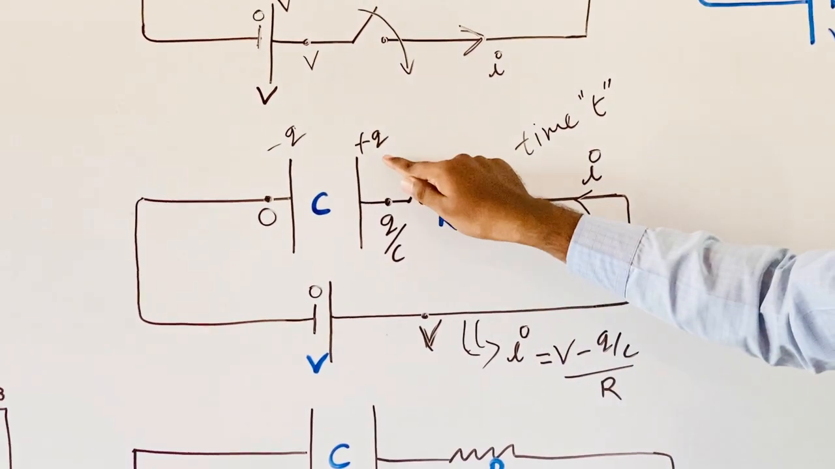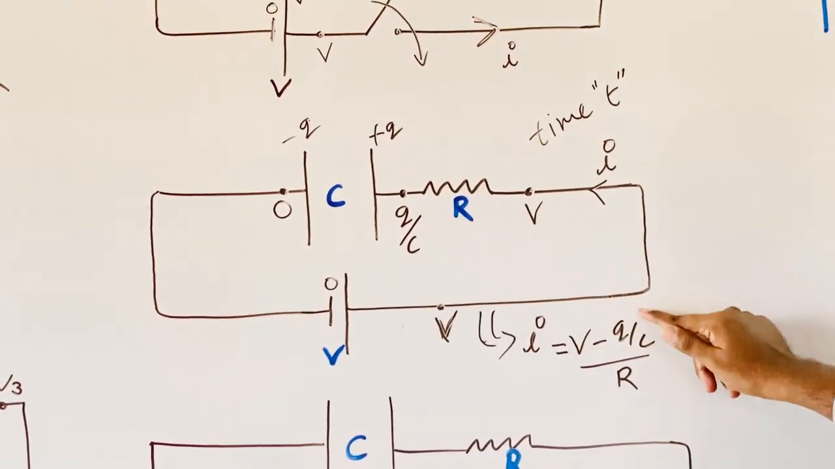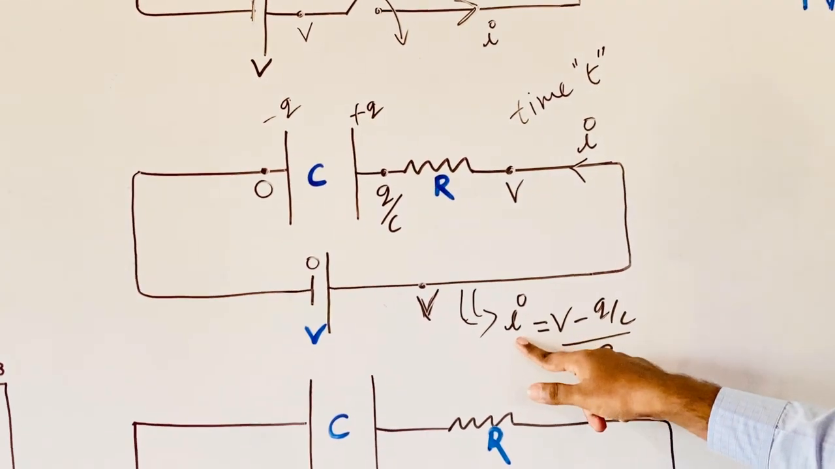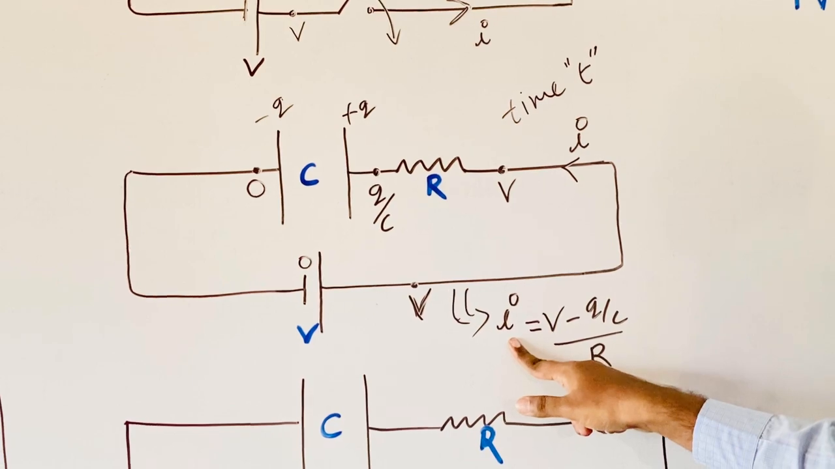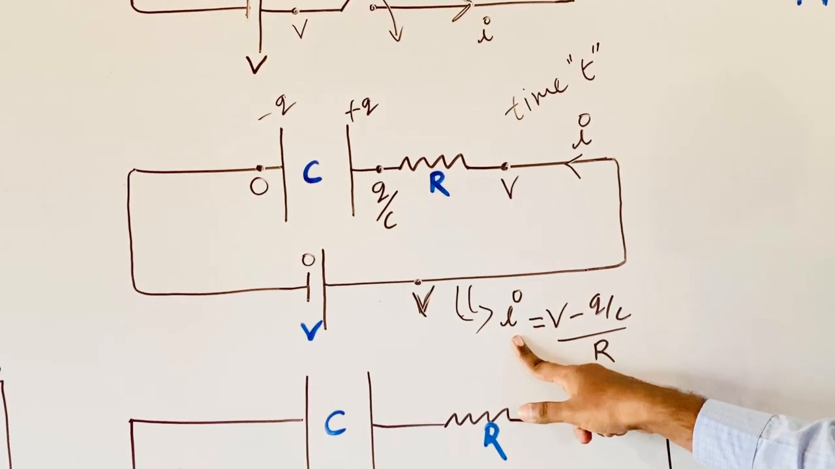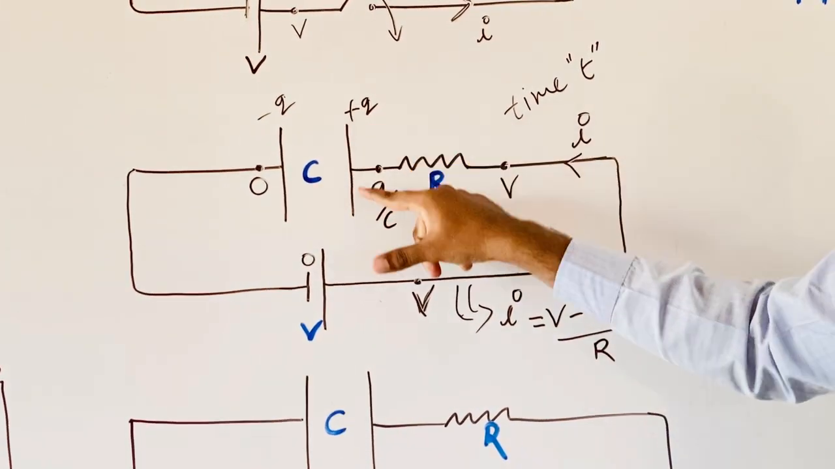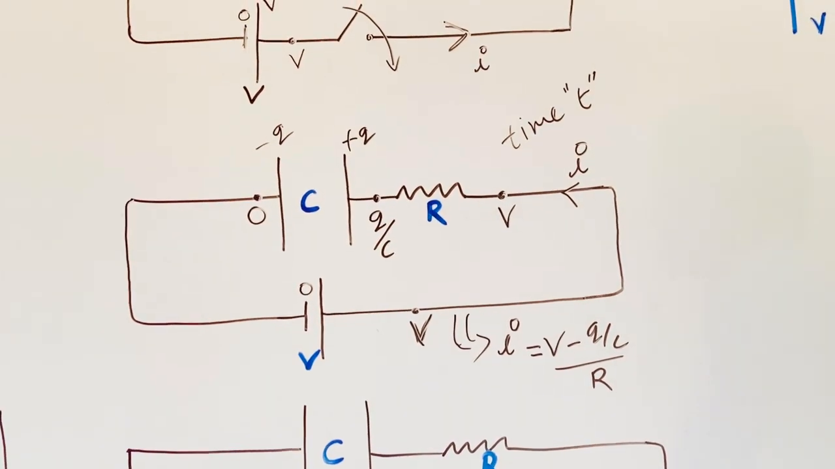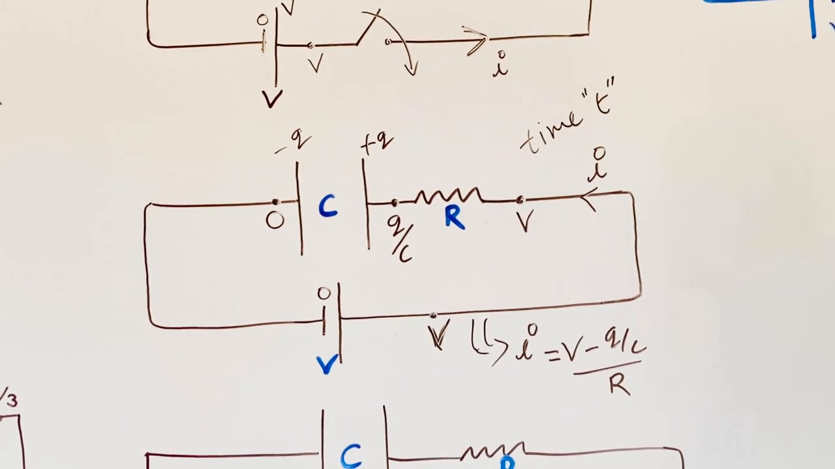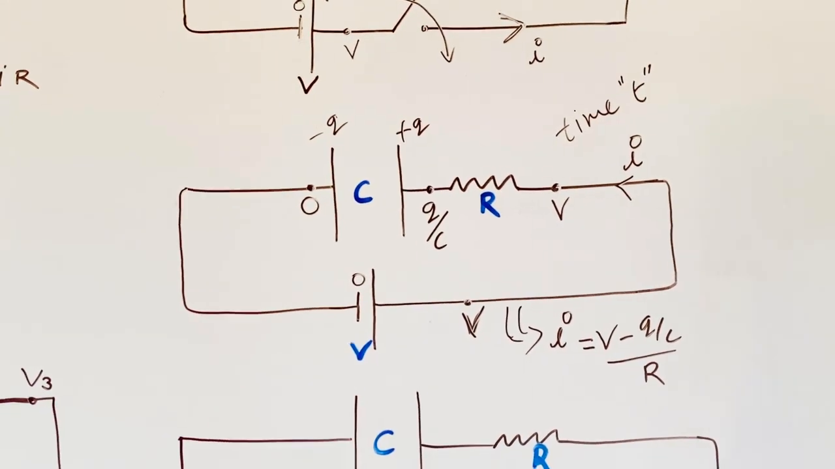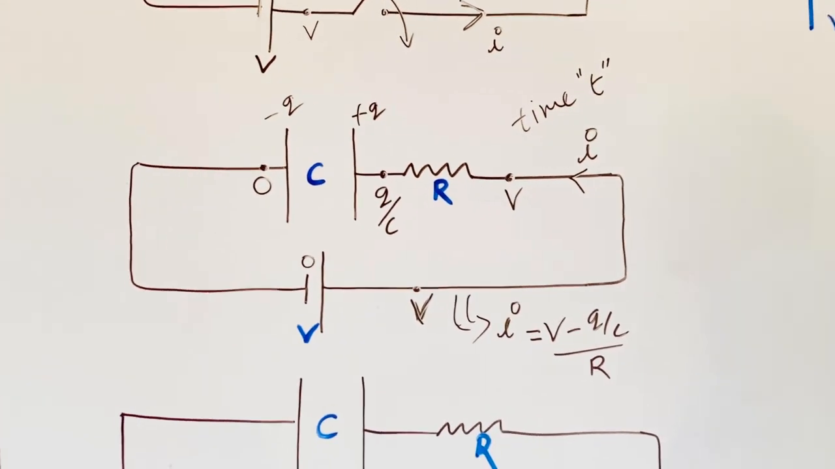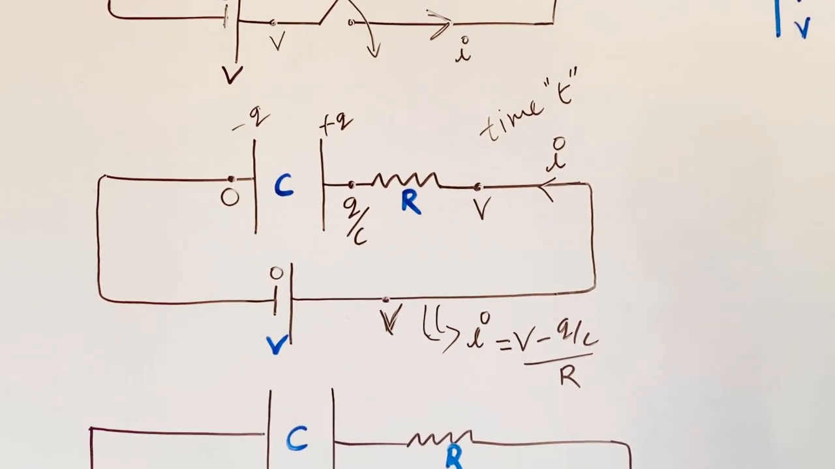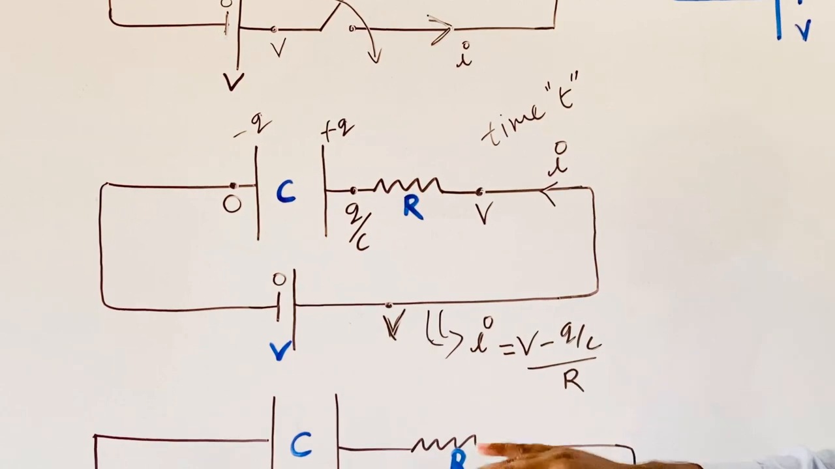As time passes on, Q on the plate of the capacitor increases. As Q increases, I decreases. I decreases implies the rate at which the charge increases on the plates of the capacitor decreases, but charge is still increasing. It is only the rate of increase that decreases. This means we will expect one situation where the current I becomes zero.